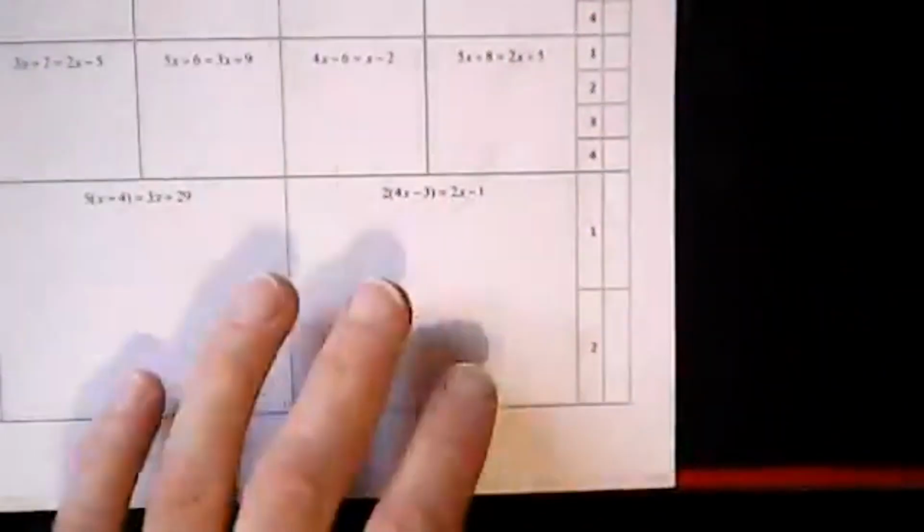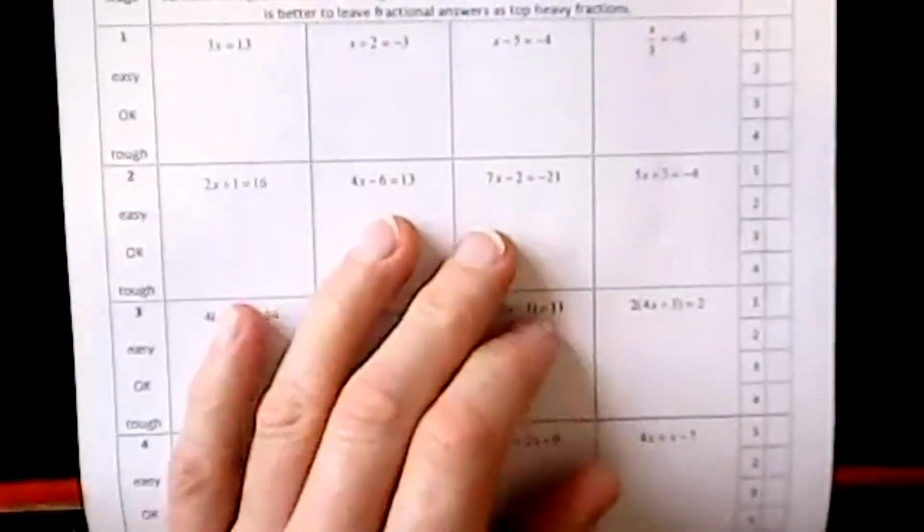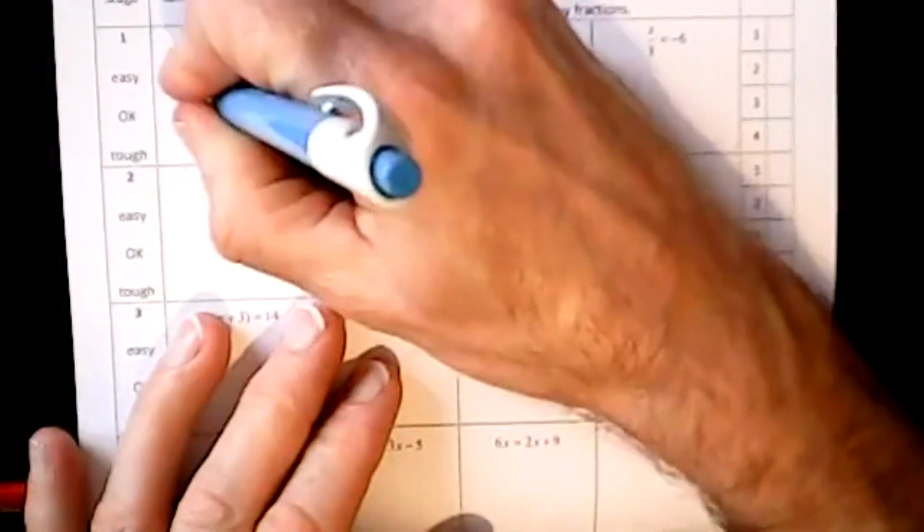So jumping on to this sheet here, this is what we're going to be working on today. Okay, again, it's not that clear, but I'll go over the questions. We're not doing all of this sheet. I'm just going to pick a few to really think about and focus on, just to get us thinking. So the first one is this one here, 3x equals 13.